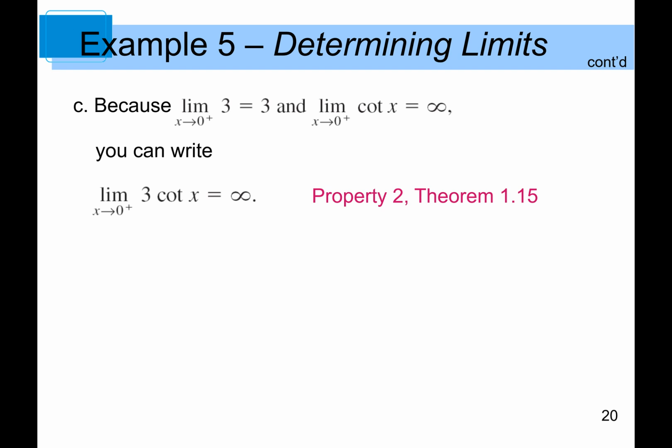Because the limit of the constant function 3 as x approaches 0 from the right equals 3. The limit of cotangent x as x approaches 0 from the right is infinity. When you multiply them, you still end up with infinity.